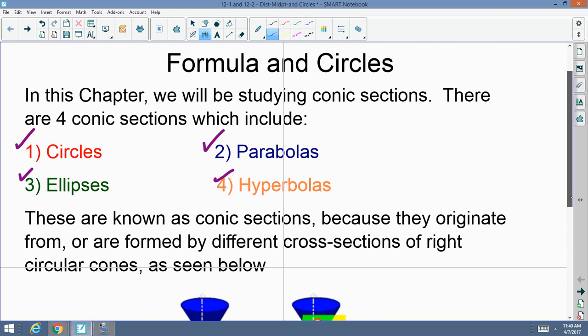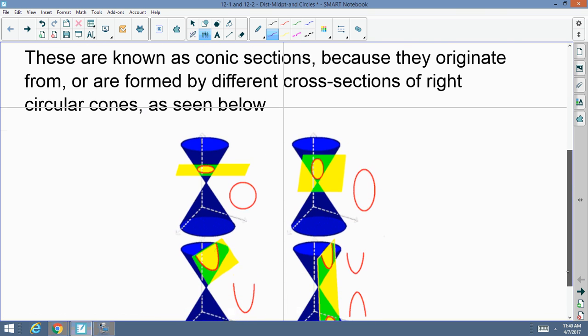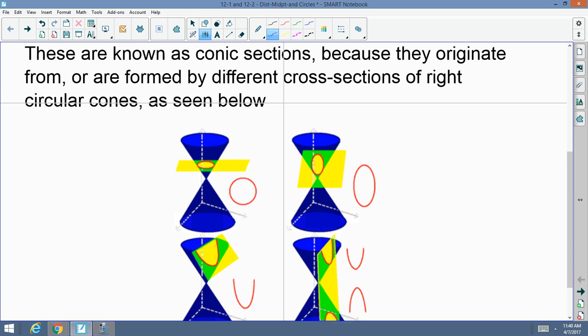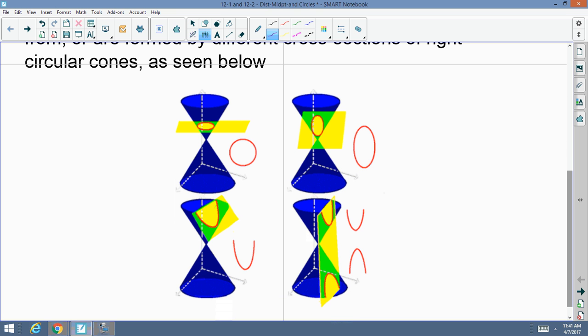These are known as conic sections, gentlemen, because they originate from or are formed by different cross sections of right circular cones. I gave you 4 circular cones here, and I'm going to show you how you get the conics from these. You don't have to do this, guys, but I like to show you what it is you're doing. Where is it that it's coming from? What's behind all of this madness?